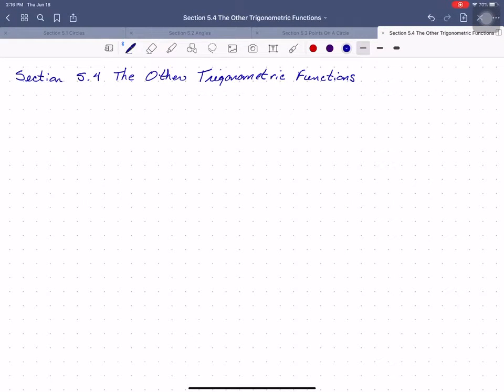Okay, section 5.4 talks about the other trigonometric functions. And I want to give you the functions, and then we'll talk about what they mean. So tangent, secant, cosecant, and cotangent.